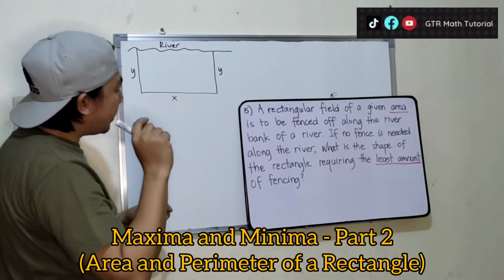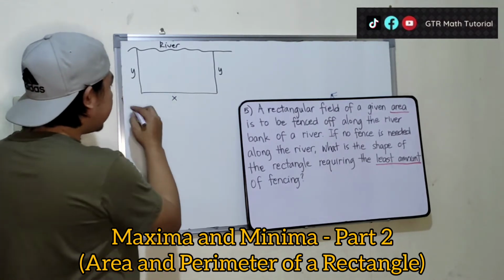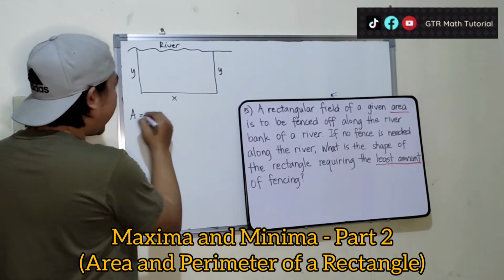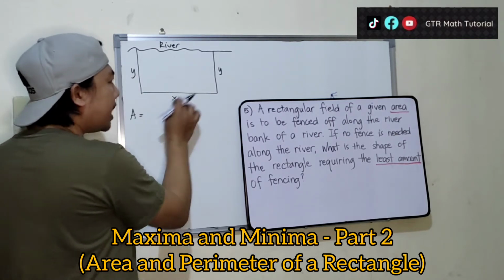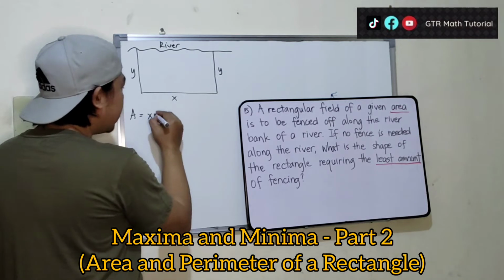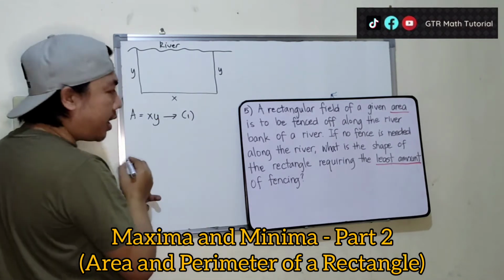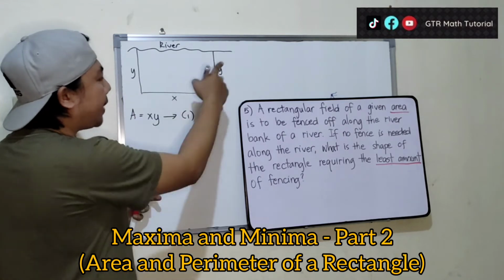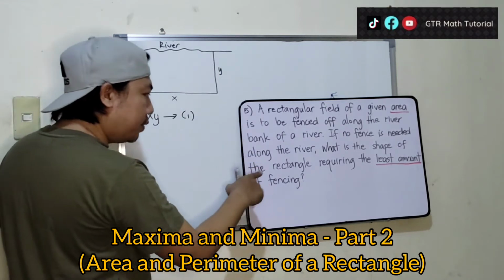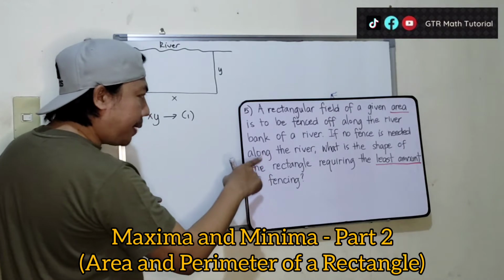So we can have 2 equations here. So first equation is the area equals length times width. So length is x and width is y. So the first equation is A equals xy. So this is our equation number 1. And then equation number 2 is for the perimeter. Since we want to minimize the perimeter.